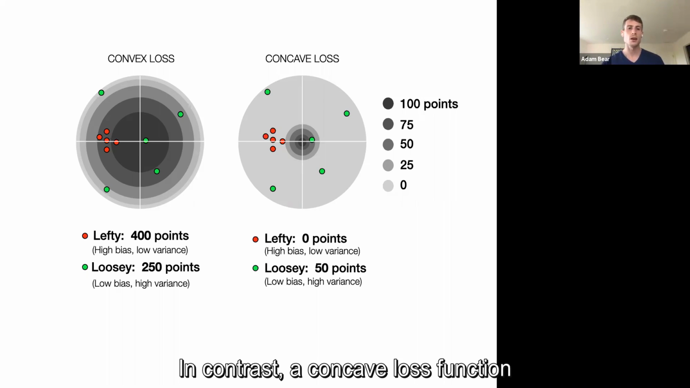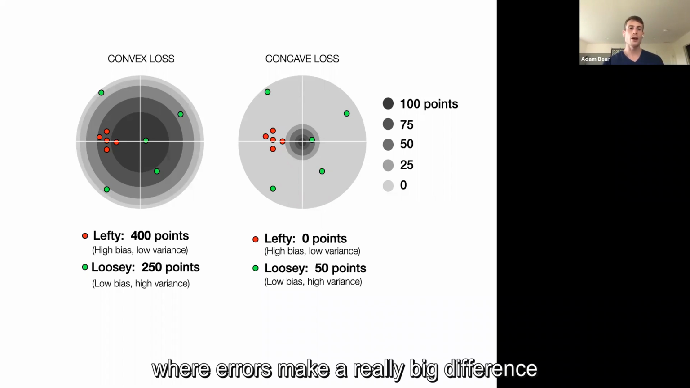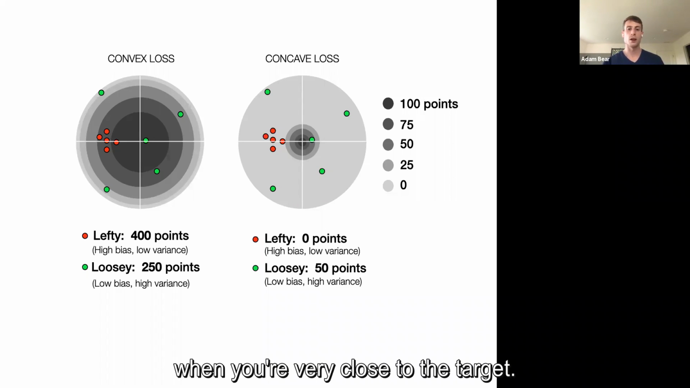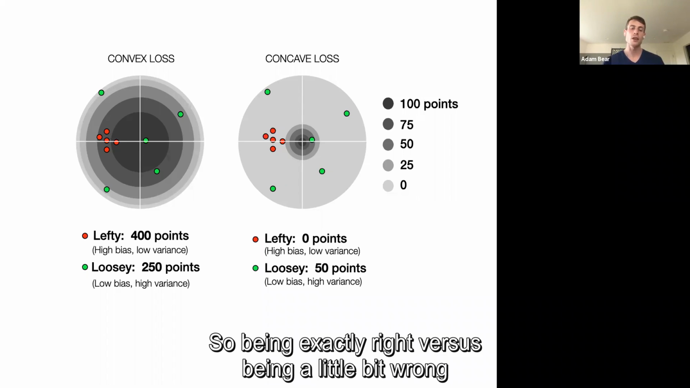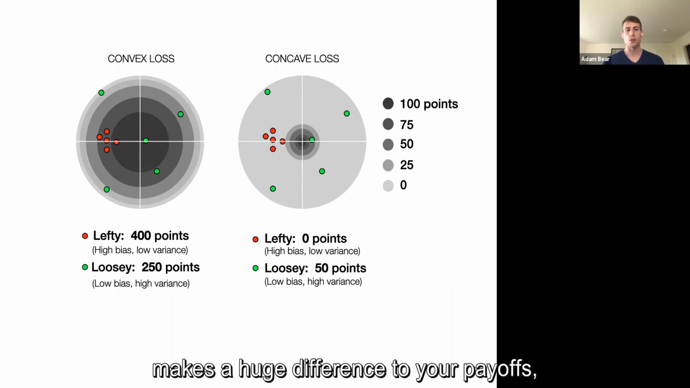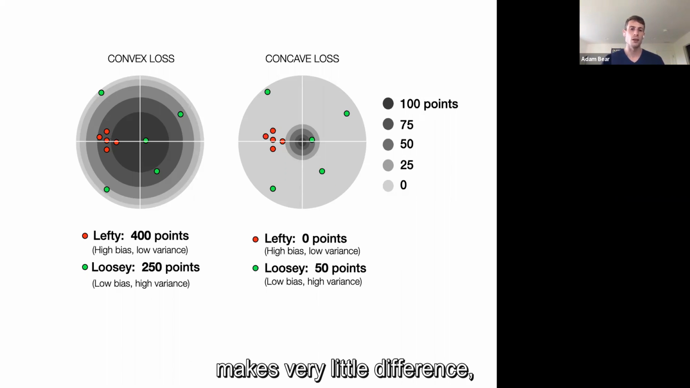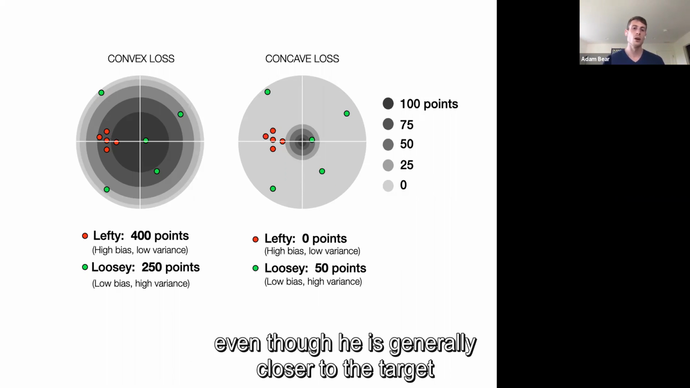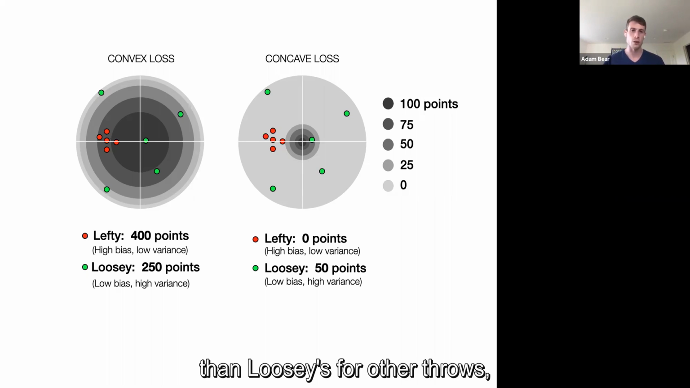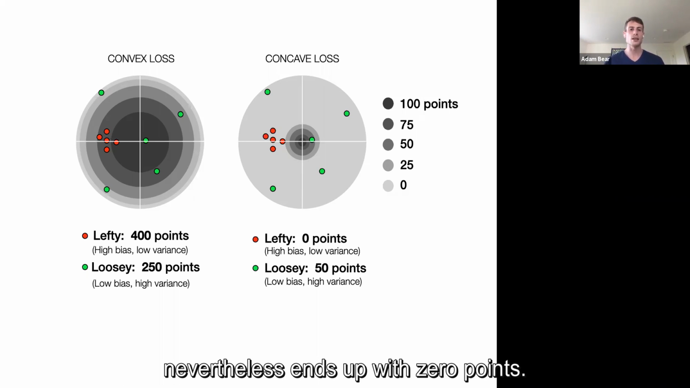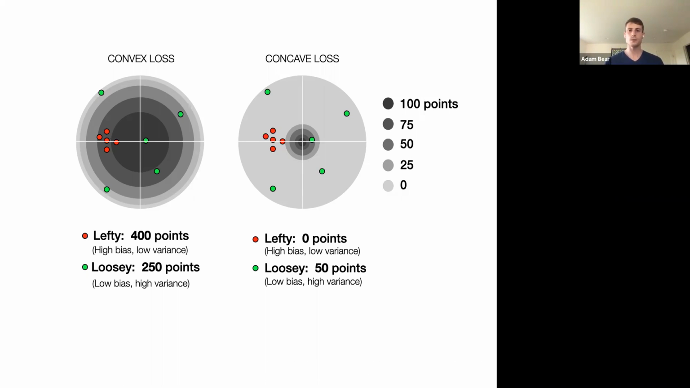In contrast, a concave loss function has the opposite structure, where errors make a really big difference when you're very close to the target. So being exactly right versus being a little bit wrong makes a huge difference to your payoffs, whereas being extremely wrong or moderately wrong makes very little difference, as shown by the fact that Lefty, even though he is generally closer to the target than Lucy's for other throws, nevertheless ends up with 0 points.